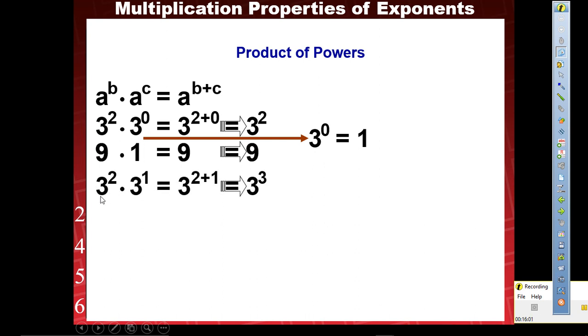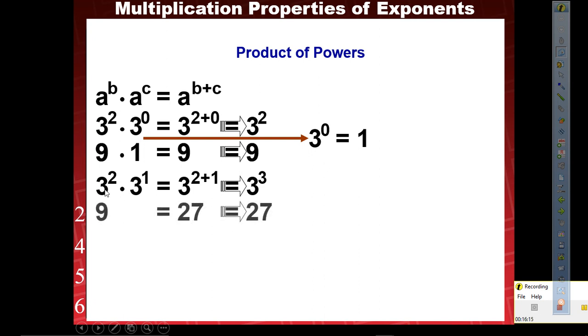What if I just wrote 3 to the second times 3 to the first? Isn't that the same as 3 to the second plus 1, which is 3 to the third, right? 3 to the third is 3 times 3 times 3. What is 3 times 3? 9 times 3, that's 27. This is 27. What is 3 squared? 9. Therefore, we're still missing a number here. 9 times what gives me 27? So we can conclude that 3 to the first is 3.